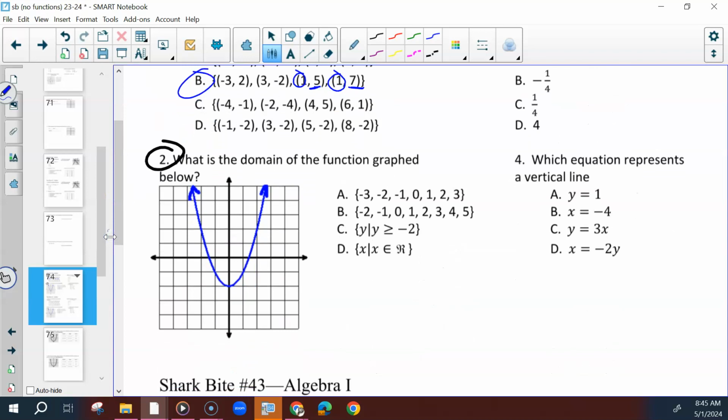Number 2, we talked about domain and range of quadratics. That the domain would be everything left to right. It would go to negative infinity up and left, and go to positive infinity up and right. And that would be the same thing as D. And you have to recognize that those are the same.